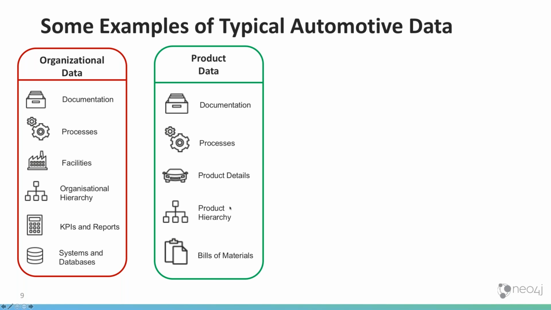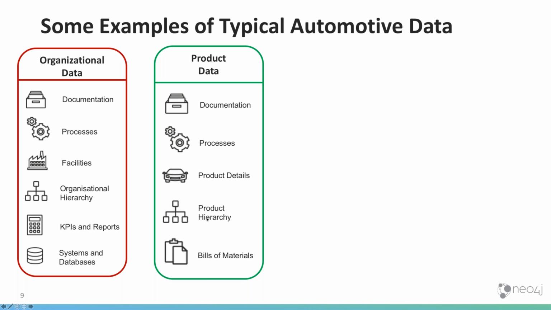Then we have data about products. So these are the things that you make and you sell. They'll have their own documentation and perhaps their own processes, maybe for how you deal with customer contacts or claims, or how you build your products. Then there's the product details. So everything about that product that either your customer might want to know, or you might want to know.